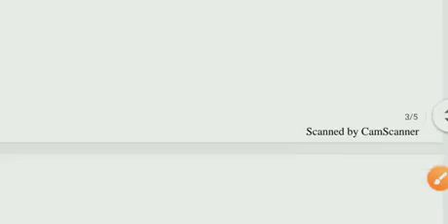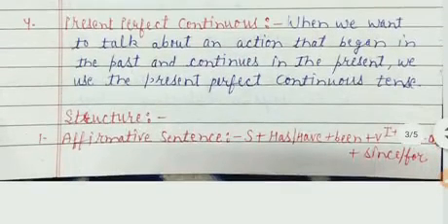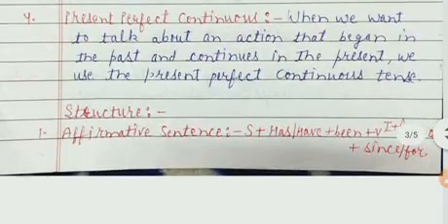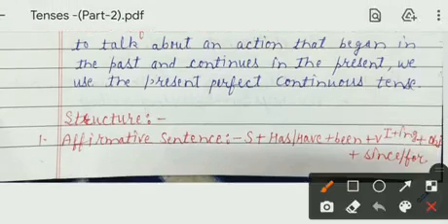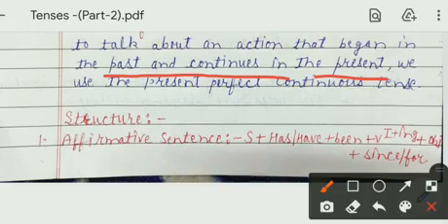So students, now here is the fourth type of present tense, that is present perfect continuous. When we want to talk about an action that began in the past and continues in the present, एक ऐसे एक्शन के बारे में जब हम बात करें जो पास्ट में स्टार्ट हुआ था, बिगिन हुआ था, और वो प्रेजेंट में भी कंटिन्यू है, we use the present perfect continuous tense.